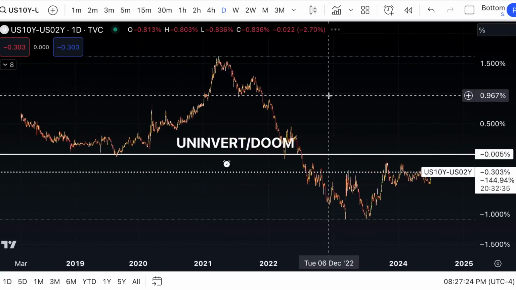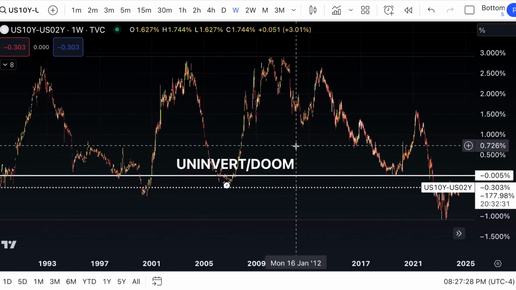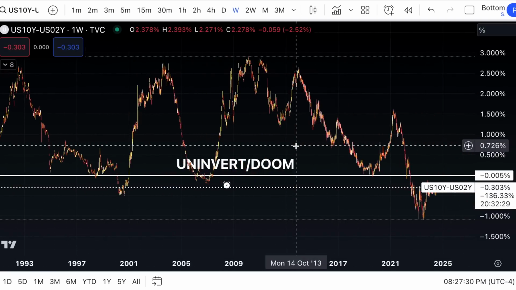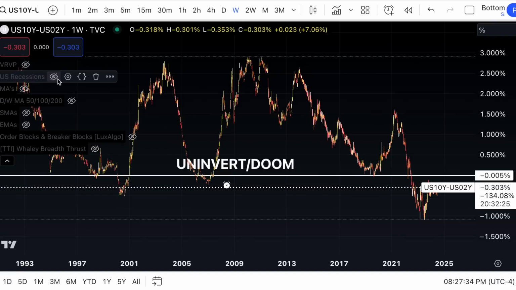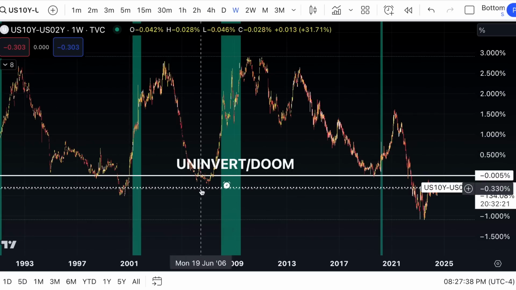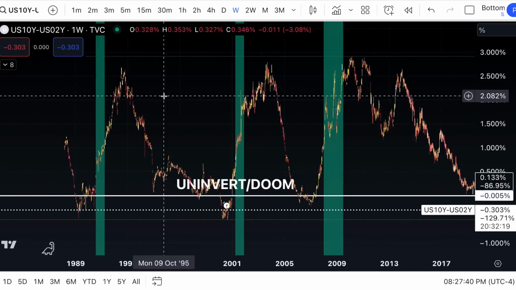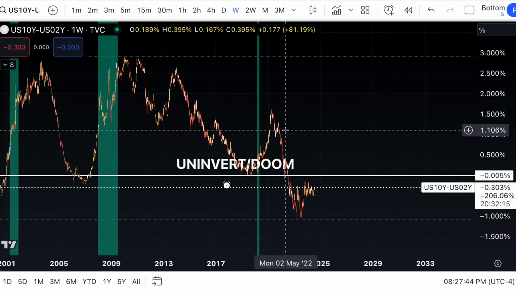You can basically just pull this back over here and see on a weekly. We'll pull up the recessions on here. It's an indicator in TradingView. If you have an account, you can pull it up, and it automatically puts the recessions on here for you. It's what we call U.S. recessions, as you can see. And so usually it's when it uninverts, getting above that white line right there, which is the zero line, that we start to see things break in the economy.